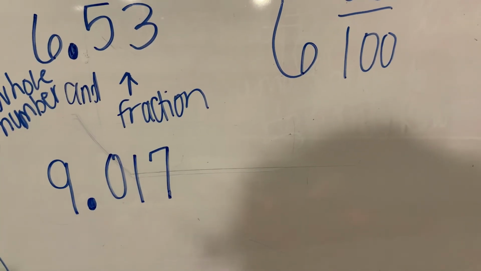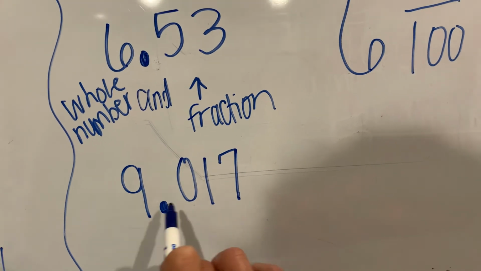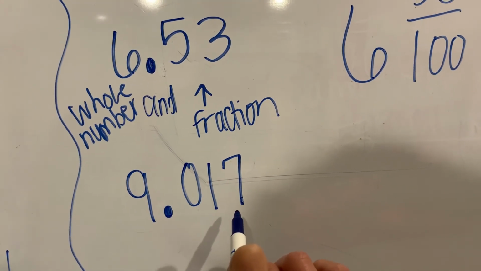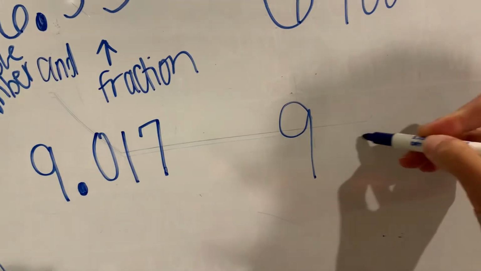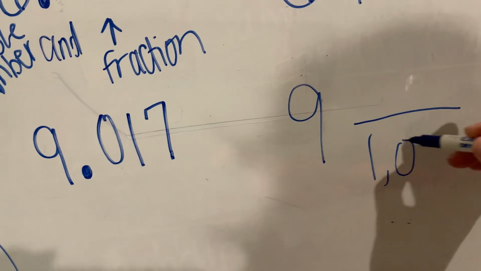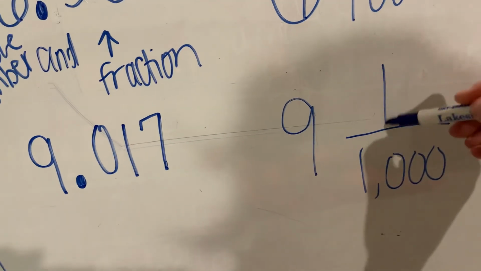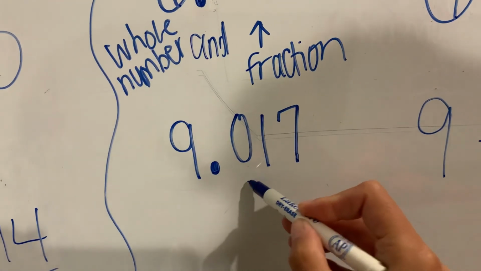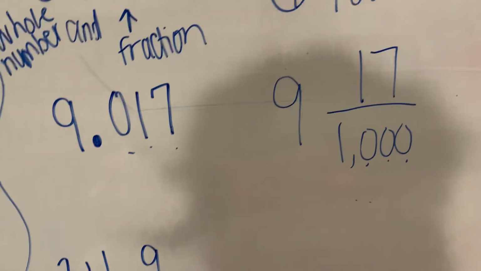Now I move down here and I have a 9, and if I go out 3 spots, tenths, hundredths, thousandths, I'm going to be in the thousandths place. So I have 9, and I know it's going to be out of 1,000, 17 thousandths. So my zeros should match up with my digits over here. 1, 2, 3, and then 3 digits to match your thousandths place.